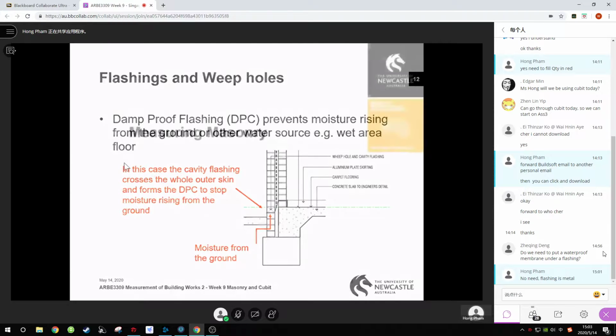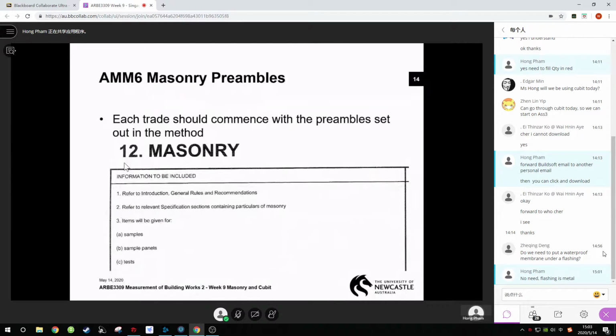So to measure masonry, we're on slide number 14, we've got the old faithful preambles. And I will expect, this is a little bit of a hint, in assignment 2, preambles at the start of every one of your trades. And when you look at my video that I made on how to start up in Cubit, I've started with some preambles.